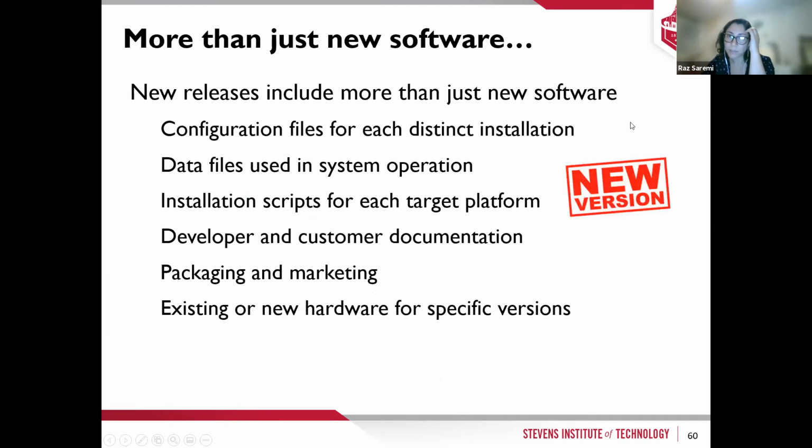On the other hand, it's more than just software. Every time we are working, we need to look at different installation, system operation, system targets, documentation, marketing, the people that we are working with, and different hardware that we need when we are going to a new version. So it is not just a new version of software going out. For example, in Pixel 1, around 2018, they had a minor update.